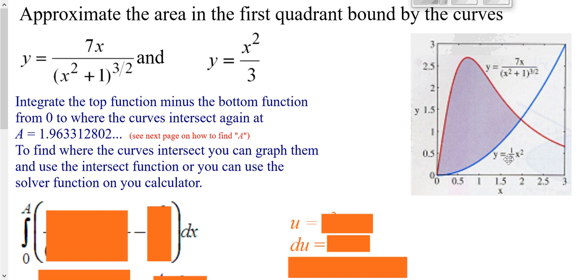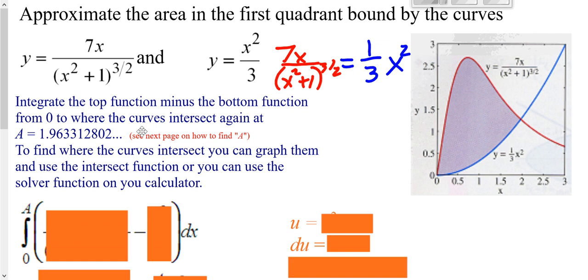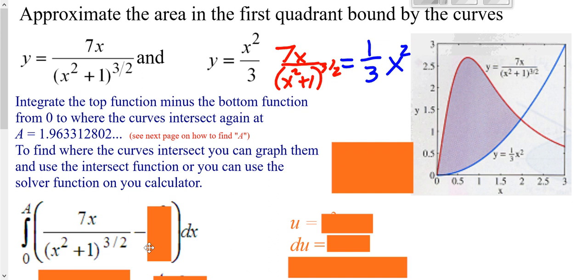However, if you set these equal to each other, if you take the red and set it equal to the blue, there's no real easy way to solve this. What do we do? Well, we know if we were working this out, we just have to do the red function minus this. But how do we get that upper bound? Well, here it says the upper bound is this. How do you get that?